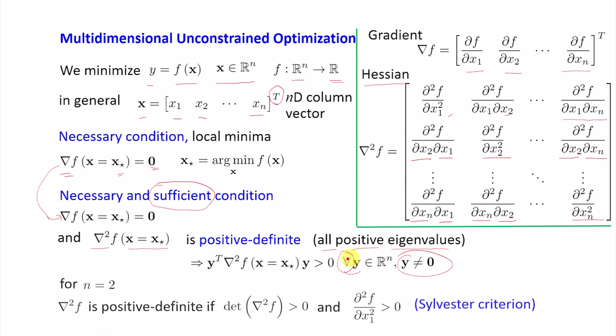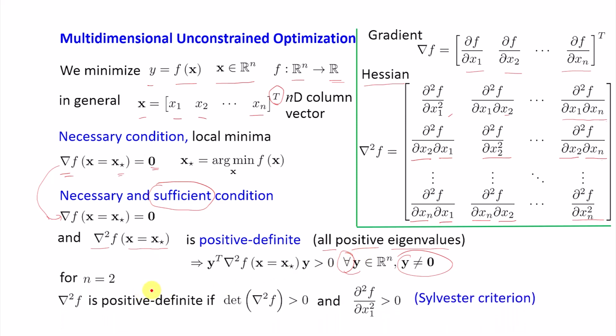For the case where we have a 2 by 2 matrix, that is n equals 2, there is a condition we call the Sylvester criterion, which says that this del 2f matrix will be positive definite if the determinant of this matrix is positive and the first element, that is del 2f del x1 squared, is also positive. If this Sylvester criterion is satisfied, then we know that this matrix is positive definite. This helps us at least to take up the problem with n equals 2.